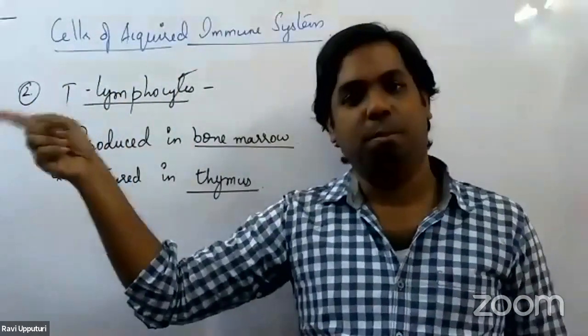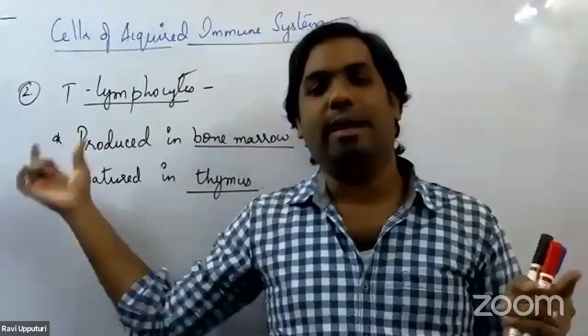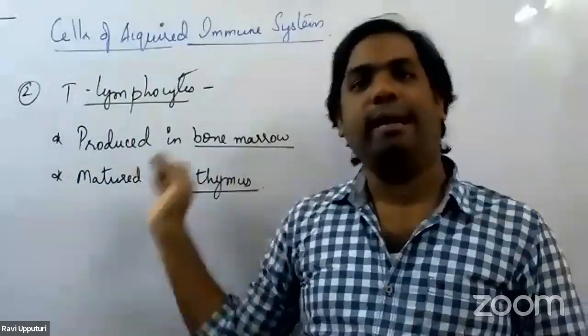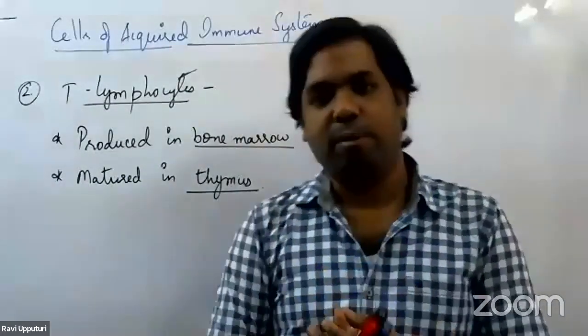B lymphocytes, the B comes from the bursa of Fabricius in the case of birds, whereas T lymphocytes, the T comes from the organ called thymus, where it undergoes a process of maturation. I hope all would have been familiar with this.